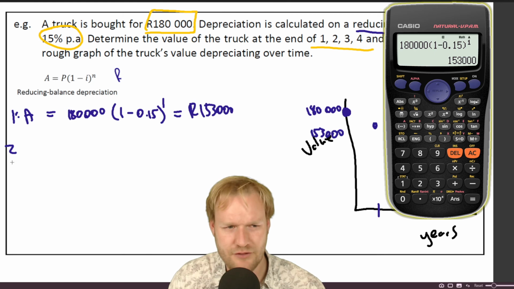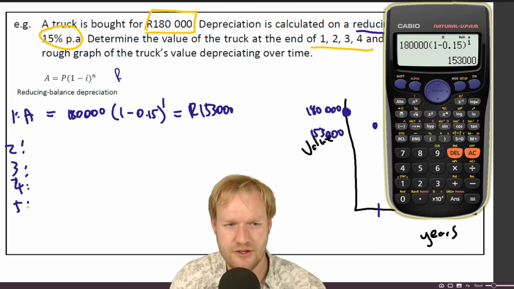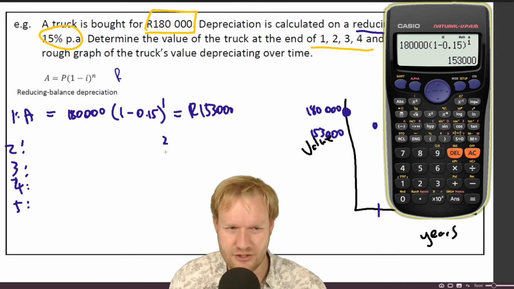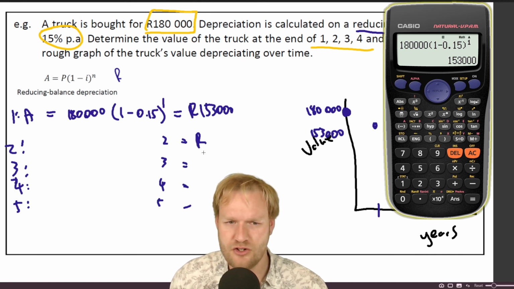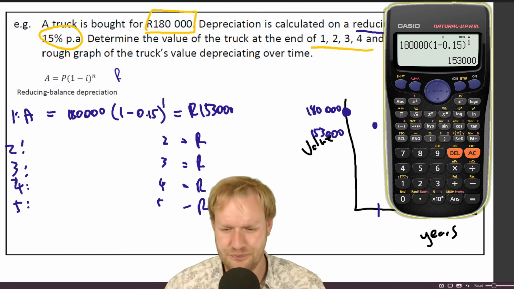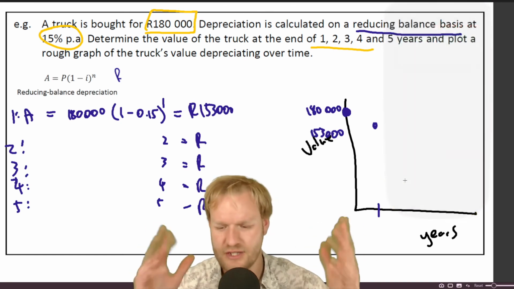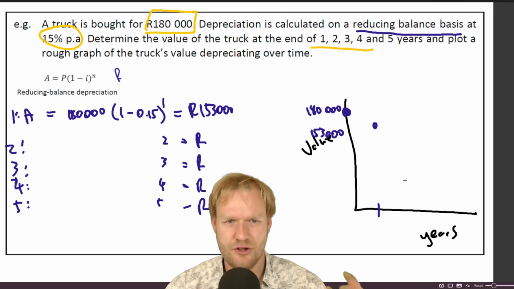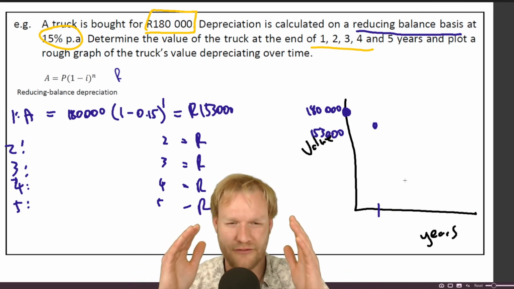Okay, now I'm going to leave you to do 2, 3, 4, 5. So I'm going to leave you to do that and to put it into the calculator. So that exponent's just going to change to 2, 3, 4, and 5. And jot down all of those numbers and draw it on a rough graph. And the question this time is, what shape does your graph have?